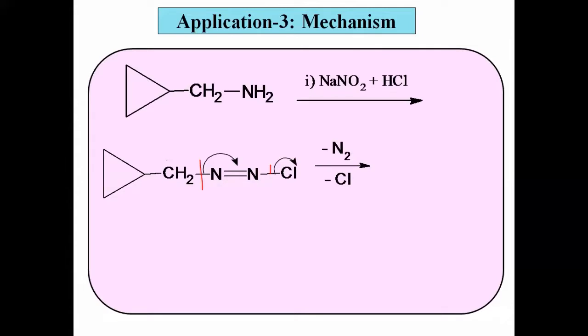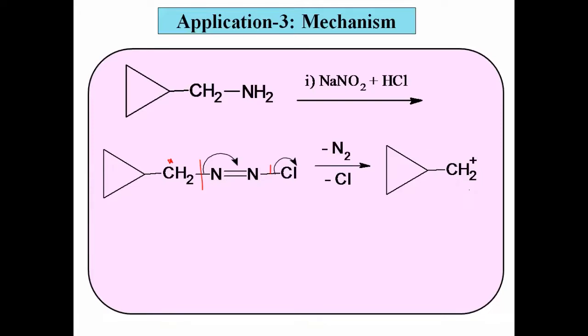Now, what should be the charge on the carbon? During this heterolytic bond breaking, the electron pair goes away from the carbon, hence this carbon acquires a positive charge. In the first step, the primary amine reacts with NaNO2 plus HCl at low temperature, diazotization gives diazonium chloride, which decomposes by heterolytic bond breaking, and we get the intermediate carbocation.